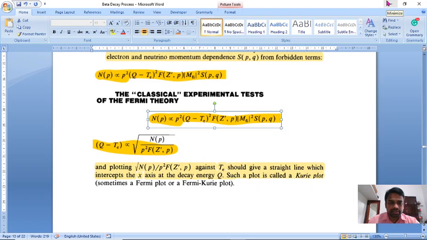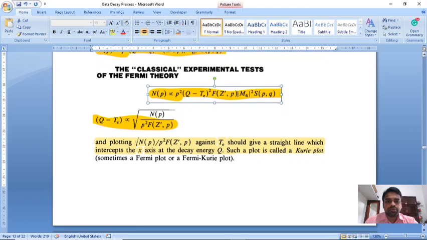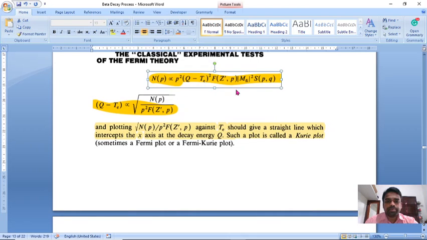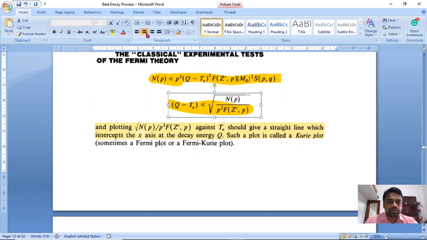Hi friends, നമുക്ക് ഇന്ന് classical experimental test of the Fermi theory നോക്കാം. We have already seen that n of p is proportional to p square into q minus t whole square, F of z prime p into mfi square s of pq. And from that we can deduce q minus t is proportional to square root of n of p by p square f of z prime p.